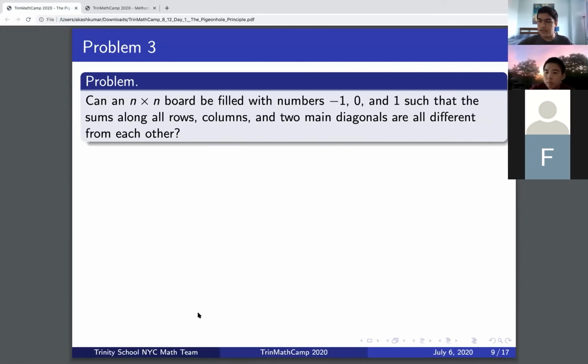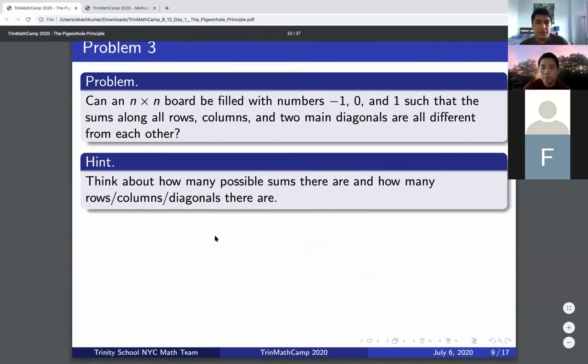This is a classic problem. I remember this one. So if you have an n by n board filled with the numbers -1, 0, and 1, such that the sums along all rows, columns, and main 2 diagonals are all different from each other. So the hint: think about the number of possible sums. For any n, how many possible sums are there? And how many rows, columns, and diagonals are there?